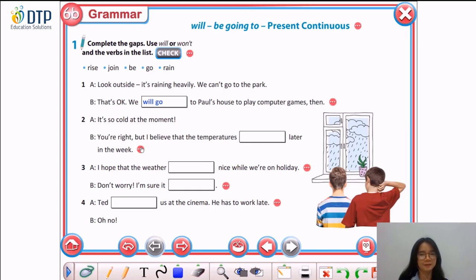Let's check. Will rise is the correct answer. The third sentence. What do you have in the first gap of sentence 3? Your answer is will be. Is that correct? Excellent. And the second gap, what is the answer?